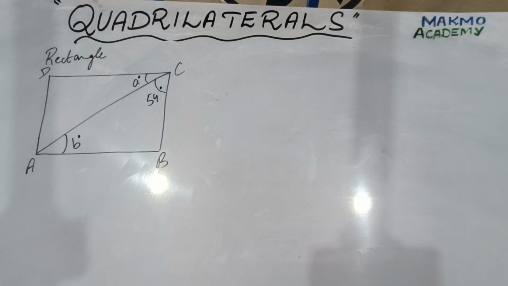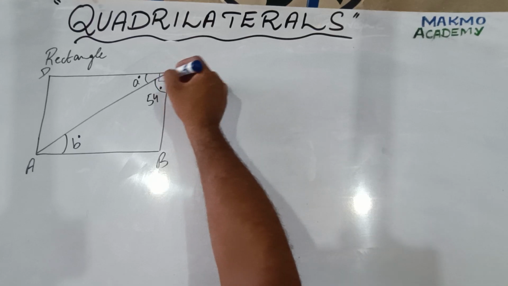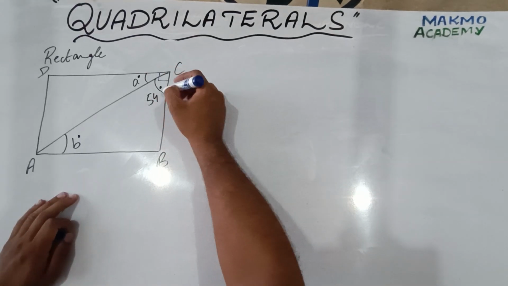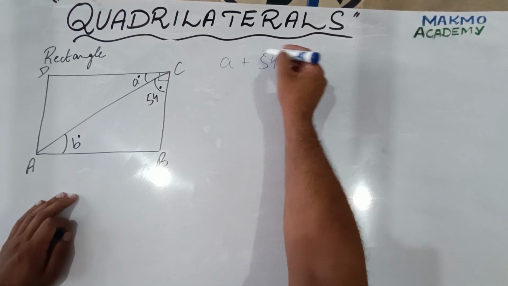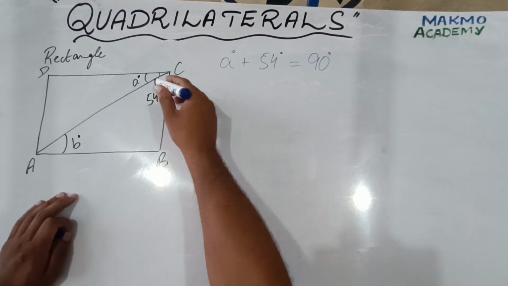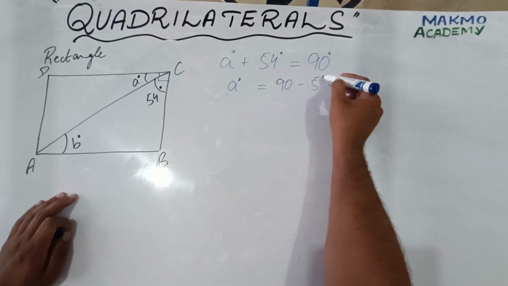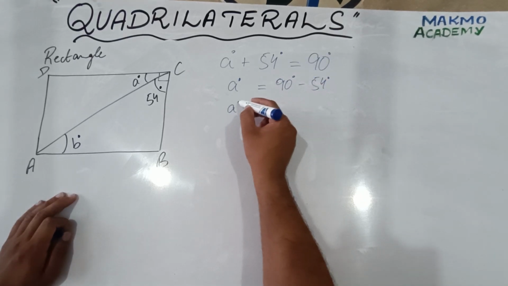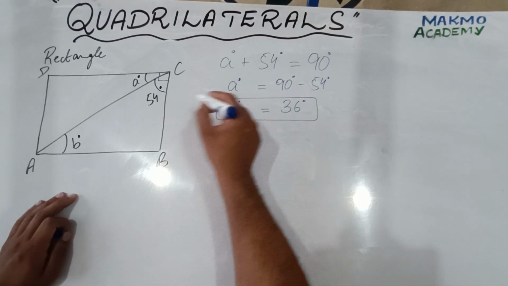Here we have a rectangle and we need to find the value of the unknowns A and B. As we have discussed, all the vertices are 90 degrees, so this complete angle is 90 degrees. So A plus 54 is equal to 90 degrees, because every vertex of our rectangle is a right angle. To find the value of A, we subtract 54 from 90, and we get 36. So this is how we can find the value of A.